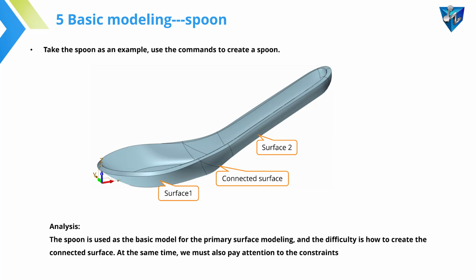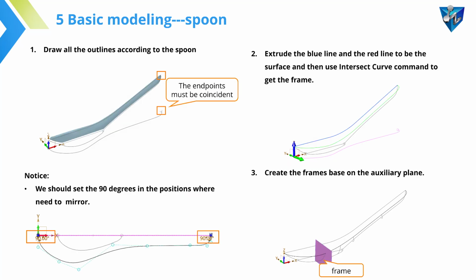Face 1 and Face 2 are very easy to create. The difficulty is how to create the connected face. Don't worry, you will get the result after this lesson. We need to draw all the outlines according to the spoon, and then extrude the relevant sketch to get the intersection frame. Then the frames are created based on the auxiliary plane.